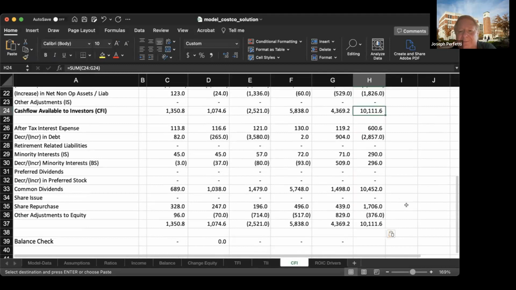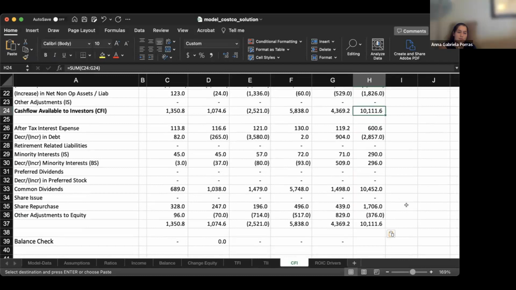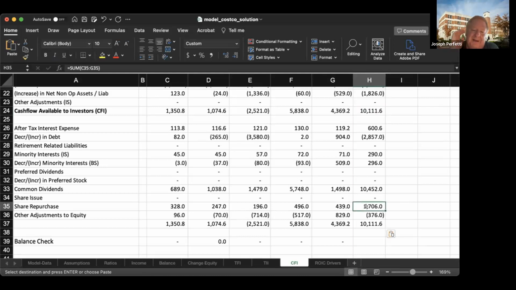How'd they pay out their 10 billion? Where did their 10 billion of CFI go at Costco? Common dividend. How much in dividends? 10.4. So almost all of it went to common dividends. There's their dividend. They paid it all on dividends. Now, how did they afford the $1.7 billion of share repurchase? Because they also paid out almost $2 billion to the shareholders, buying back stock. They took that out. This paid for that.